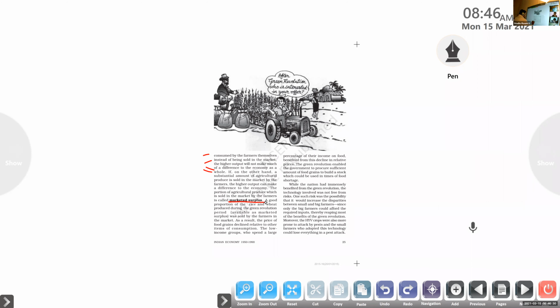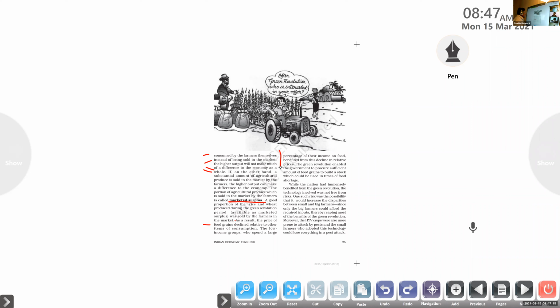They made a profit also, and food grains were made available to everyone. As a result, the price of food grains like wheat and rice declined, reduced compared to other items of consumption, grocery products. The low income groups who spend a larger percentage of their income on food benefited from this decline in relative prices. Okay, then what happened? So people with low income also enjoyed this benefit. This price decrease made the poor people able to purchase the grain and use it.